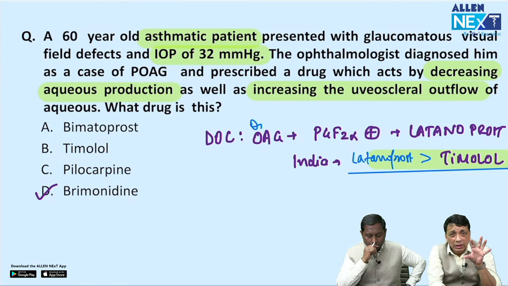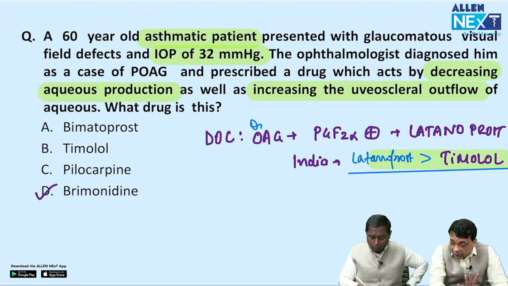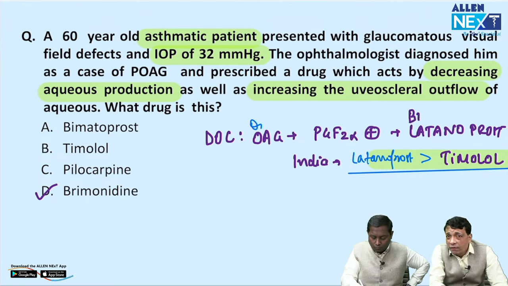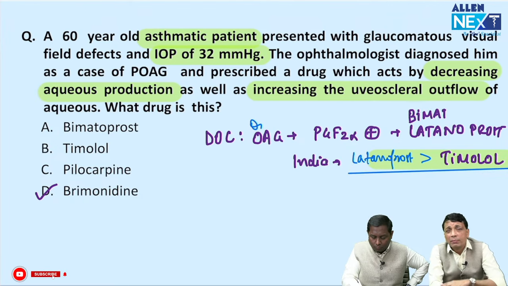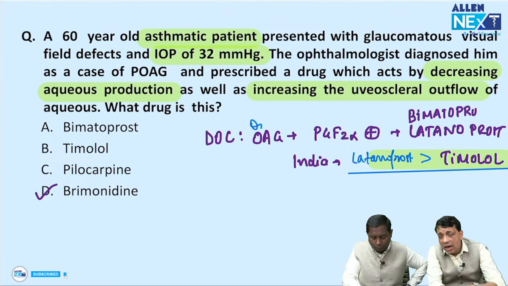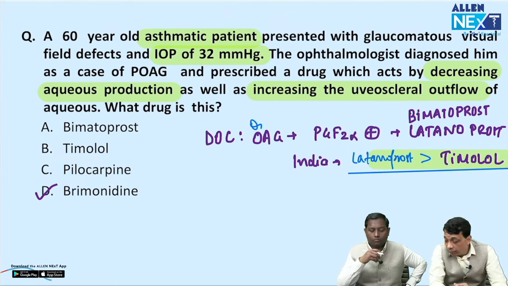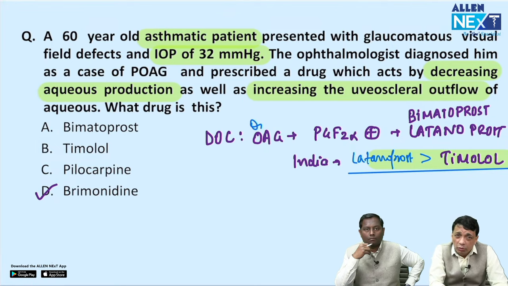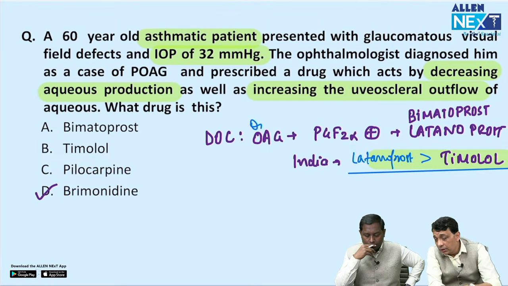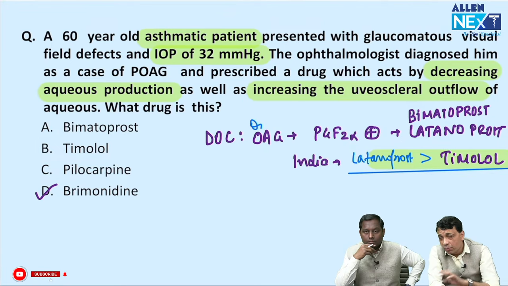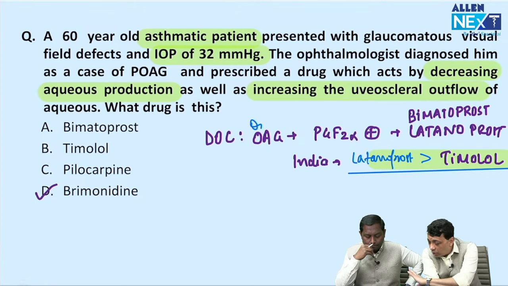Now, the bimatoprost formulation, for the Indian drug itself, is about 500 to 700 rupees, depending on the company. You cannot ask a rickshaw puller to buy a drug every month for 700 rupees, okay? And the imported formulation is about 2000 rupees. So, cost factor, yes, would favor timolol here.